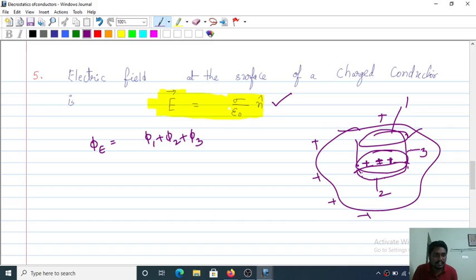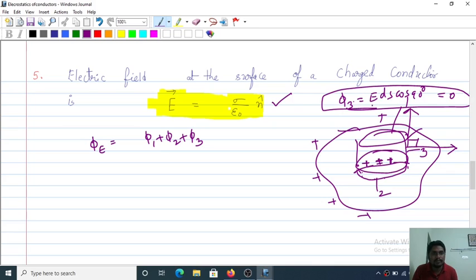For phi 3, the surface direction is perpendicular to the electric field. So when there is 90 degrees, what does phi 3 become? Phi 3 is equal to E ds cos 90, and cos 90 is 0. So if the electric field and surface vector are perpendicular to each other, then there is no flux due to that surface.